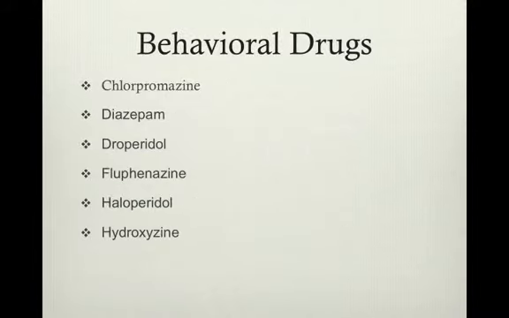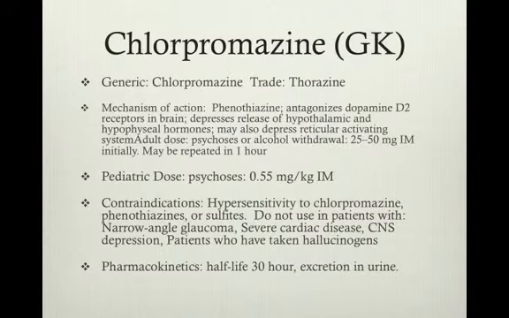Behavioral drugs that we're going to talk about in this section: Chlorpromazine or Thorazine, Diazepam, Droperidol, Fluphenazine, Haloperidol, and Hydroxyzine. Chlorpromazine, this is a general knowledge drug, so this would be essentially the names and mechanism of action. Generic Chlorpromazine, trade name on this is going to be Thorazine. You ever heard of the Thorazine shuffle? It's classified as an antipsychotic.